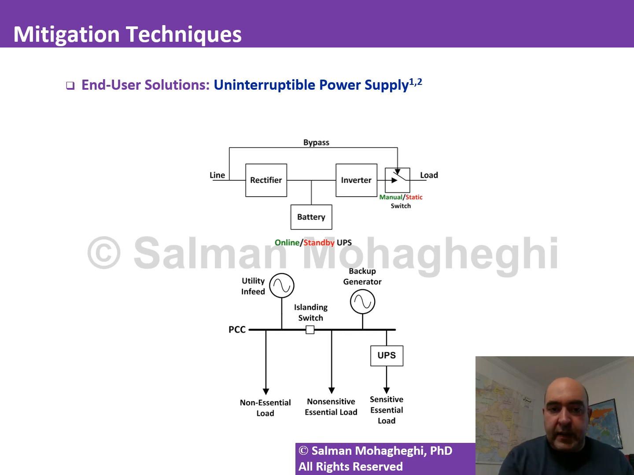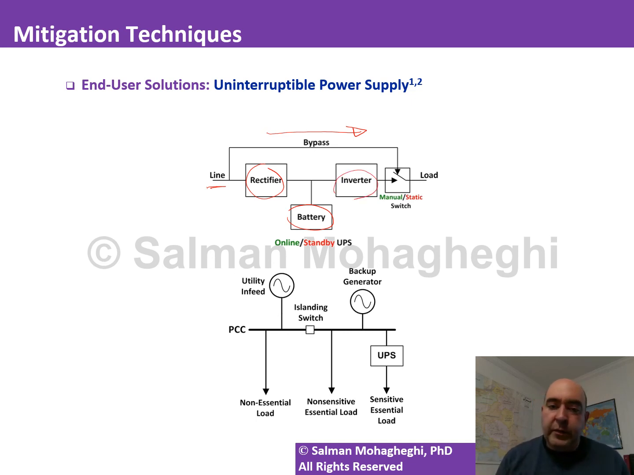So notice that I have the connection to the main grid, and there is a bypass line that connects the grid directly to the load. But at the same time, there is a second path. This is the path through the UPS, meaning that the AC voltage here is first rectified to DC. This DC is going to be charging my battery system, and then the battery voltage will be used through an inverter to generate an AC voltage.